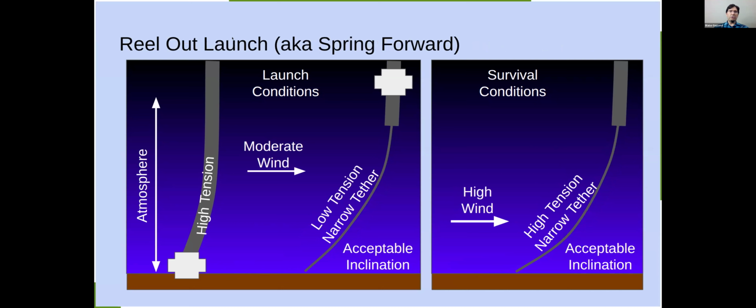We can do what I'd call reel-out launch. This has also been called spring forward in the back, though I've never really understood that name. In this case, we have a spool of narrower ribbon down below the climber. We let out that spool, and the climber rises. And once we've let out a whole atmosphere worth of spool, the climber then actually starts climbing. Now in the atmosphere, we have this much narrower tether, and the moderate wind is no longer able to cause excessive inclination. Similar in survival conditions, we can unspool that narrow tether and remain with acceptable inclination despite the high wind.